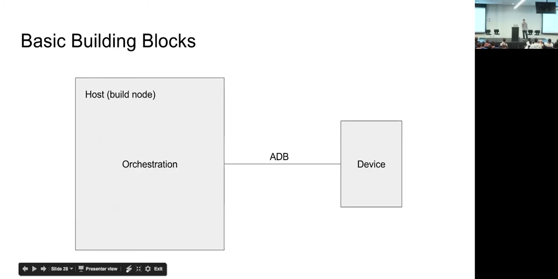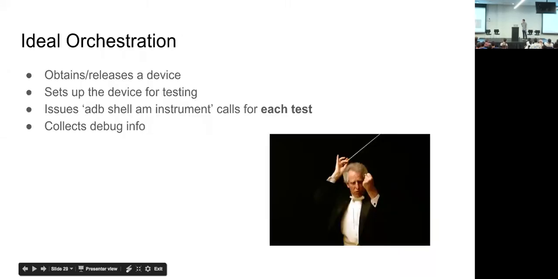So let's look at all of these building blocks and the characteristics that we must have in order to have an ideal CI system. Orchestration. Here are the basic things that orchestration needs to do. It needs to obtain and then maybe release a device for testing if you have multiple devices connected. It needs to set up your device for testing. So at the very basic level, it needs to install your apps, your test APK and your app under test. And then here's one very important thing.